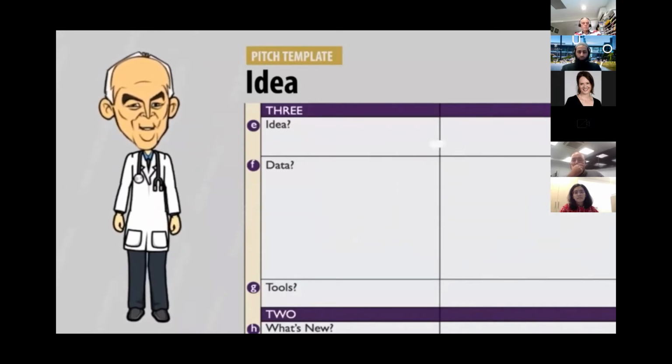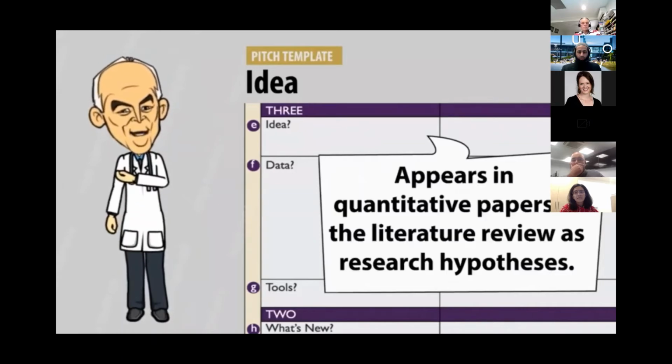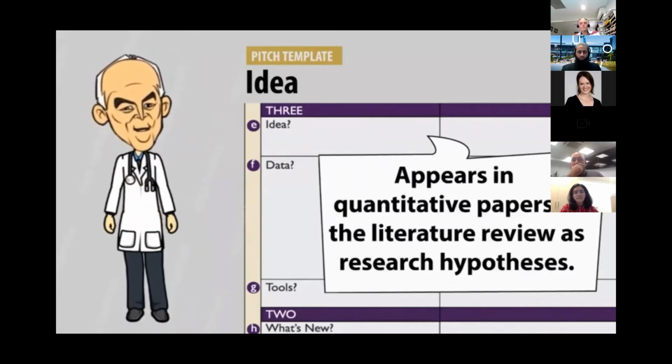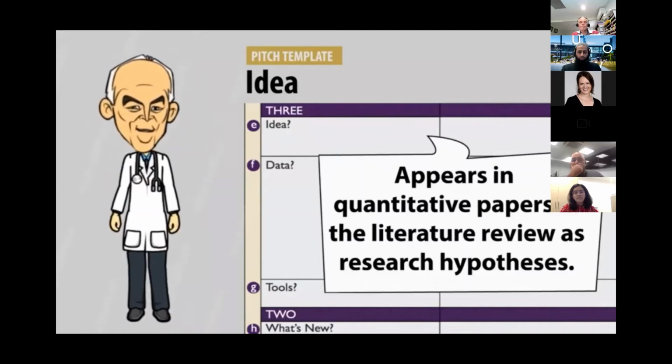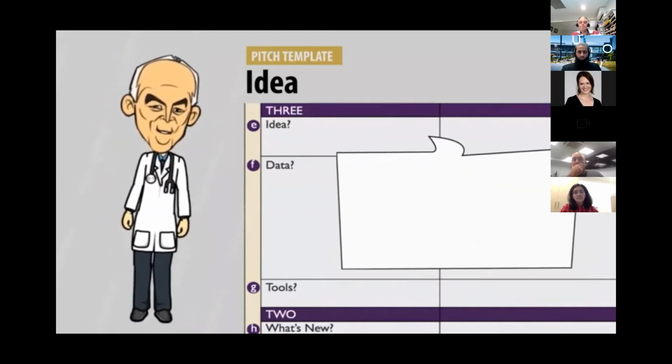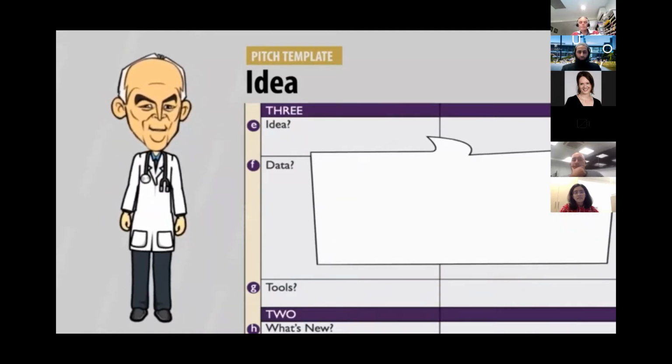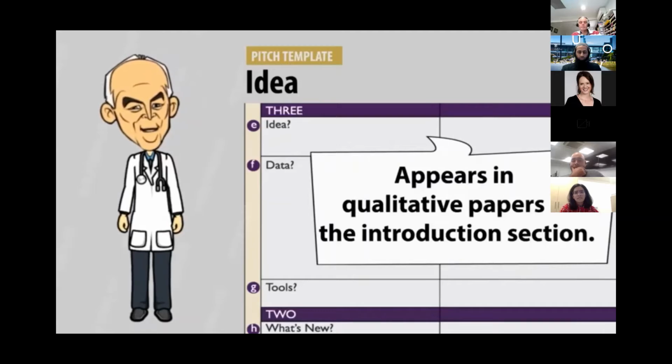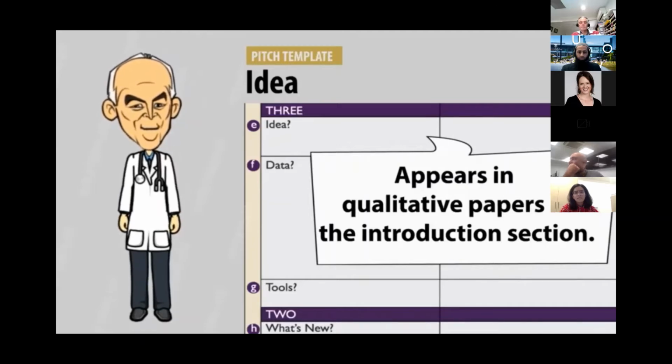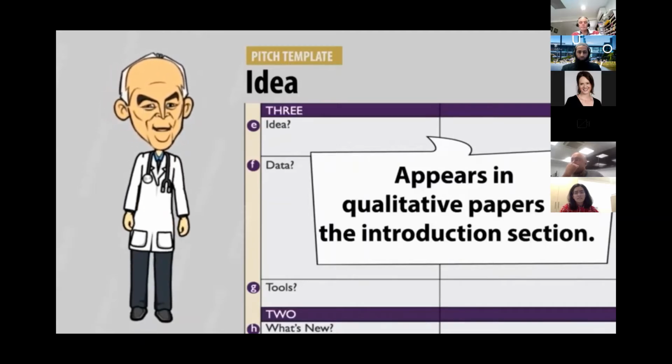In a quantitative paper, this idea will appear in the literature review or the methodology section as research hypotheses. In a more qualitative paper, this idea will appear in the introduction section as the aims and objectives of the paper in question. Then we move to recording details of the data.